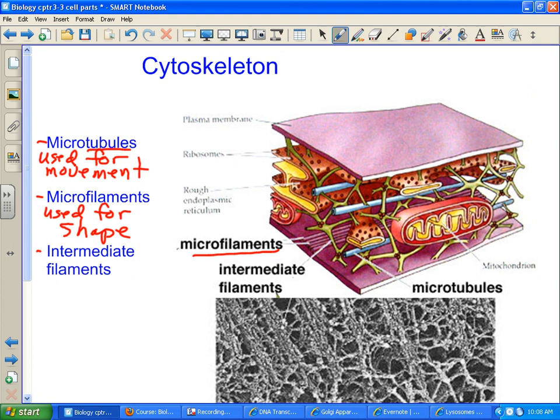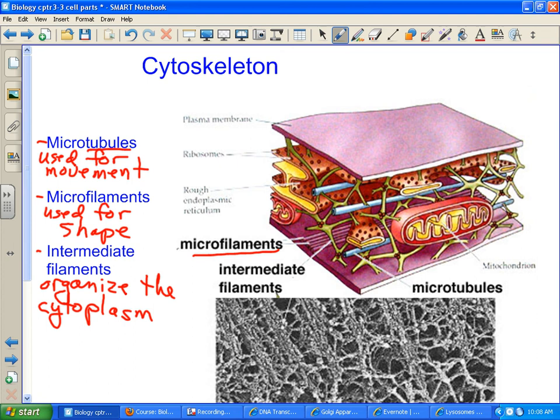The last part of the cytoskeleton are called intermediate filaments. These organize the cytoplasm. It's kind of like a scaffold. There's all these connecting, intercrossing fibers that things can attach to. And it also just helps keep things where they're supposed to be.